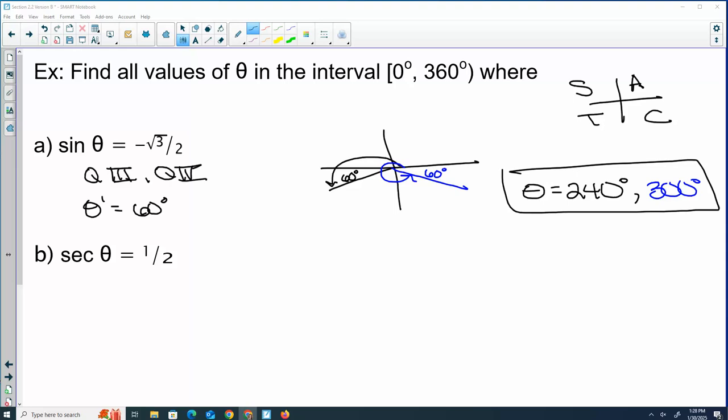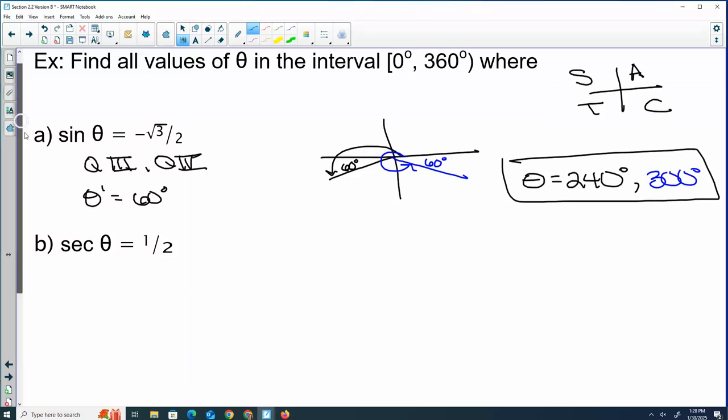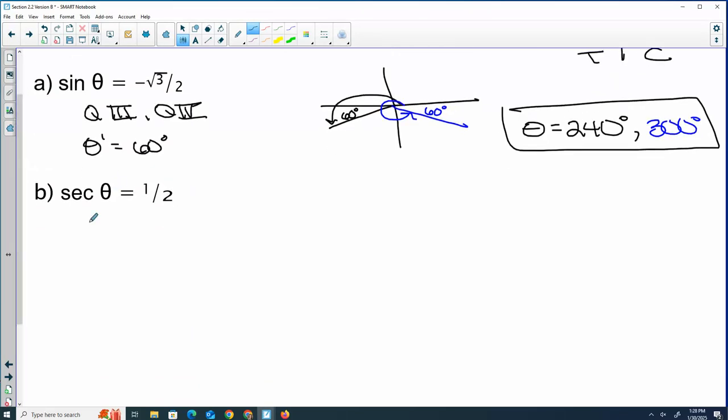Does that make sense? So we're just finding the unknown angle. So B, secant of theta equals 1/2. Now we're probably not as familiar with secant, cosecant, and cotangent. So the first thing I'm going to do is rewrite this. Secant is the reciprocal of what? So this means cosine is the reciprocal of 1/2, which is 2. Okay, quadrants. In what quadrants is cosine positive? 1 and 4. So I'm going to have an answer for quadrant 1 and 4.